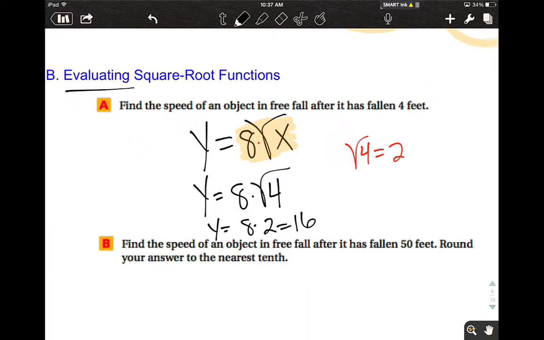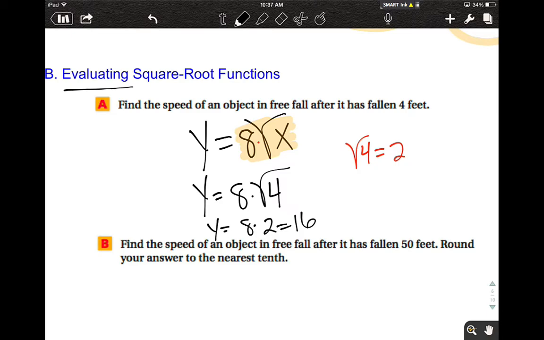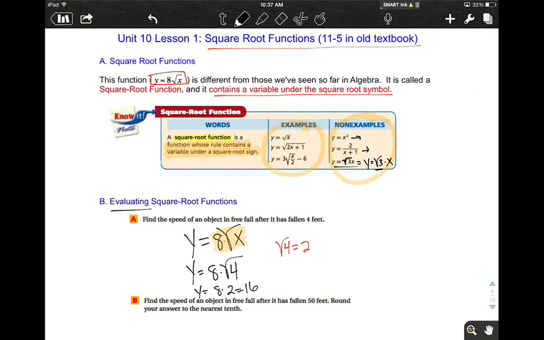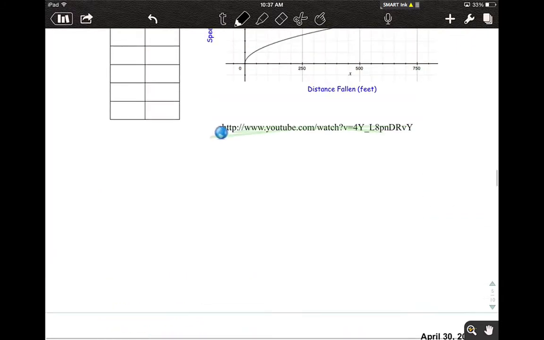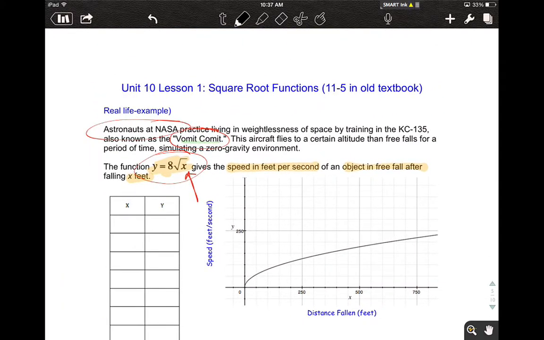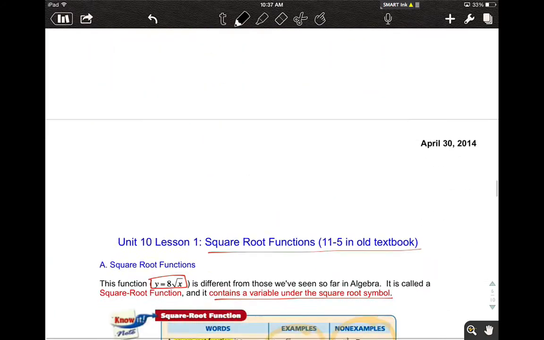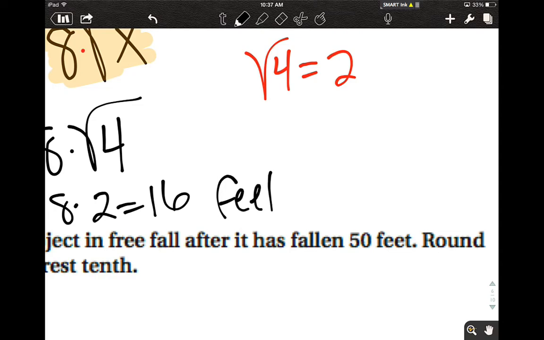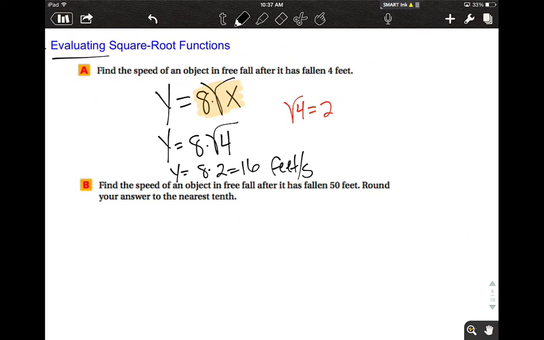Okay, what does that mean? We should give it some units if it's a story problem. Find the speed of an object in free fall. Free fall means it's just falling by its own force of gravity. Nothing else is affecting it. So 16 is what? I think that's in the previous slide. 16 is the feet per second, right? So it would be 16 feet per second. Why don't you guys try B?